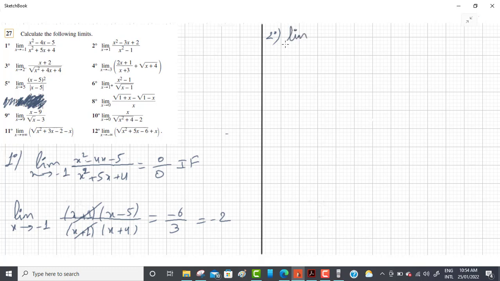Part 2. Limit as x tends to 1 of x squared minus 3x plus 2 over x squared minus 1. If you replace by 1, you will obtain 0 over 0 indeterminate form. So you have to factorize and simplify. I will factorize the numerator by using its roots. The roots are 1 and 2.